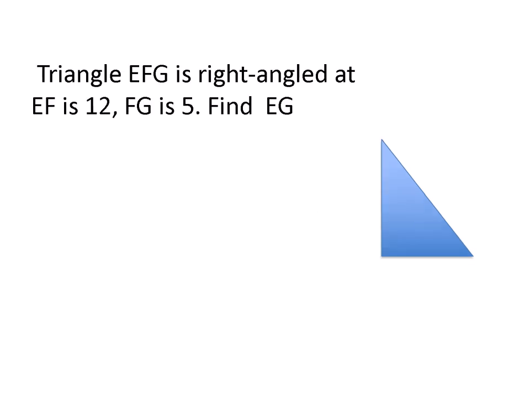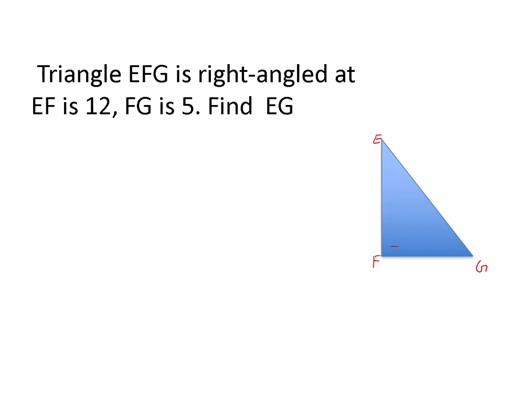Pause the video and try this before I solve it. So your question is triangle EFG is right angled at F. EF is 12, FG is 5, find EG. So let us label it first. So this is E, F, G. Okay, it's a right angle triangle.